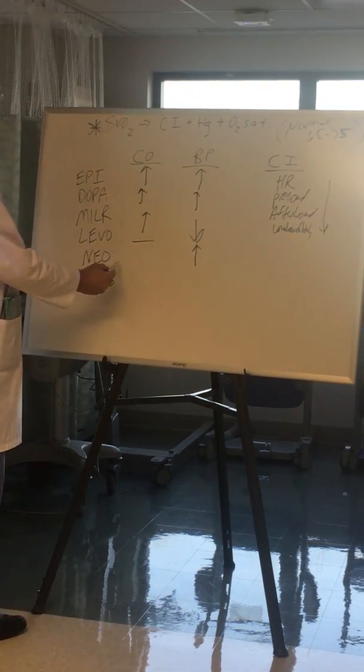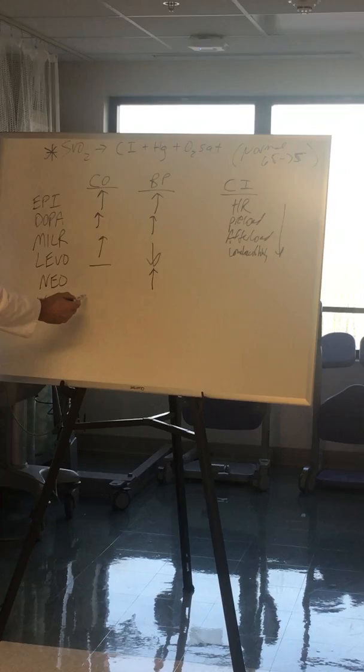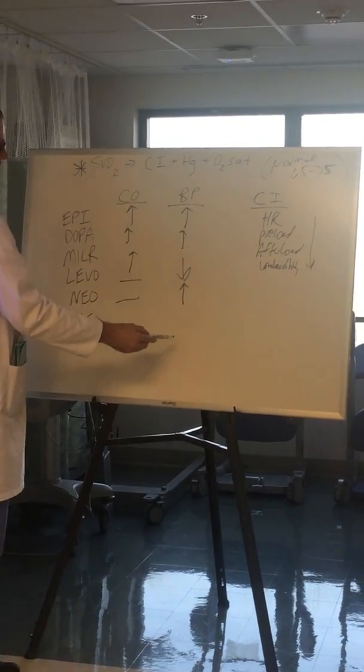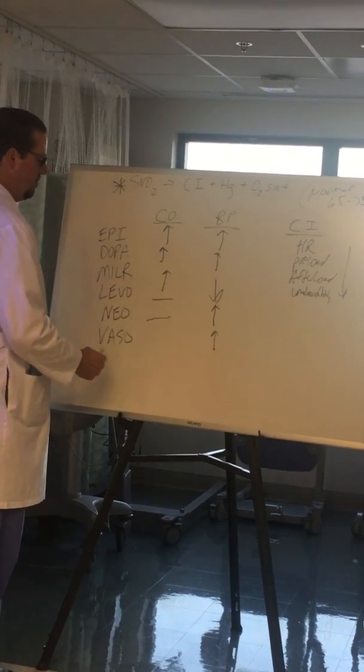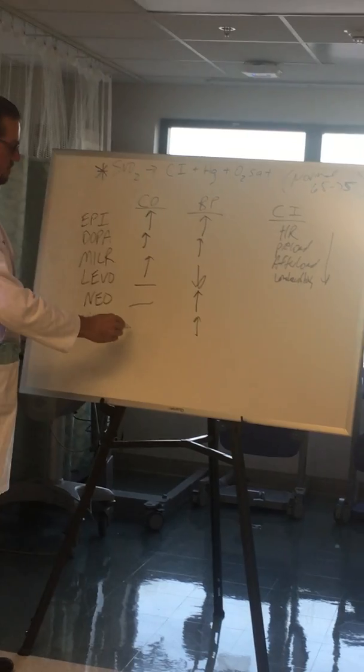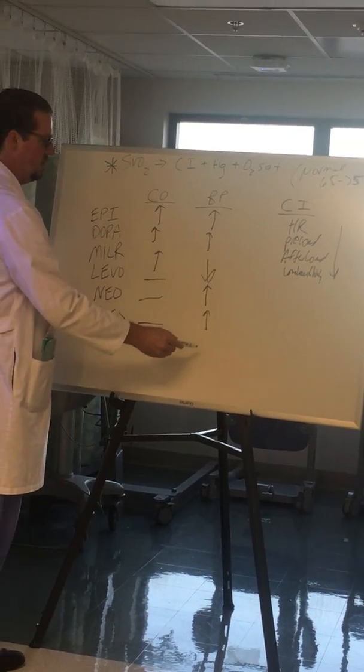What about neosynephrine? What's it do to your cardiac index? No. Doesn't do anything. How about your blood pressure? Vasopressin. What does it do to your cardiac index? What does it do to your blood pressure?